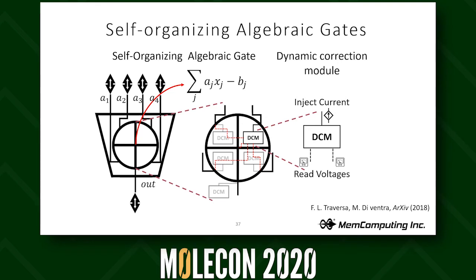The idea here is very similar to self-organizing logic. In fact, those gates are composed of dynamic correction modules, and they do the same work. They will inject currents in order to change the state of the voltages according to the entire state of that gate.